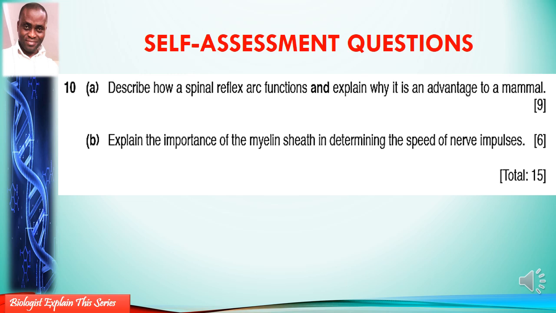So this one is asking us to describe a spinal reflex arc. Just look at those words, reflex arc. You did something close to this in your O level. If you're an A-level student, and even if you're an O-level student, you'll be able to attempt this question to an extent, and explain why it is an advantage to an animal, a mammal. Okay, so reflex arc is important. I'm just trying to help to interpret the question to make it easier for you, and then be able to explain the importance, the significance of myelin sheath in determining the speed of nerve impulse. It is very interesting. You should enjoy answering these questions.